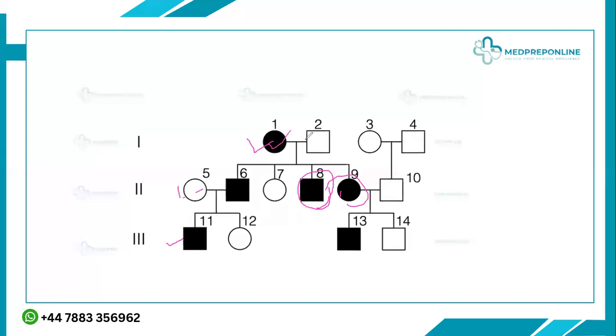Yes, parents are affected. For this, you are going to see whether this is recessive or dominant, and whether there is a skip generation or no skip generation. Here there is no skip generation. Every generation is affected, that means each parent is affected. Now this is for the dominant case.